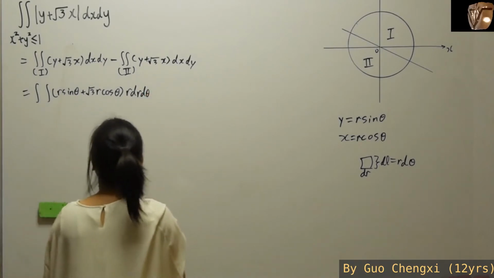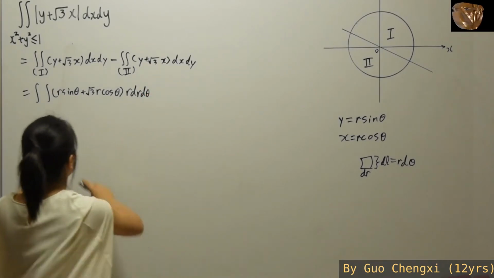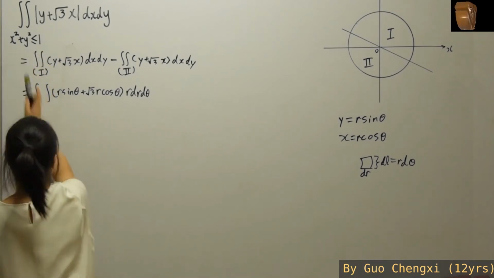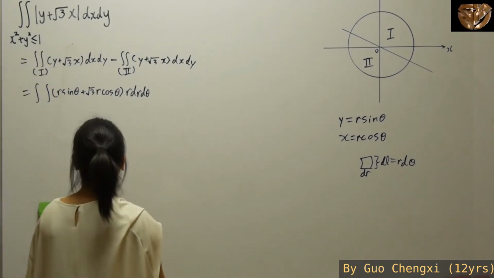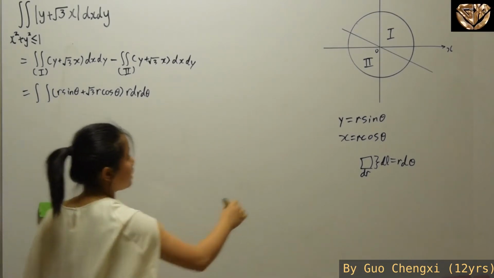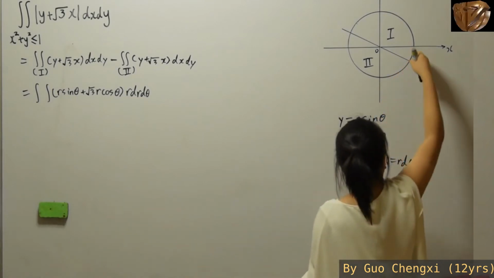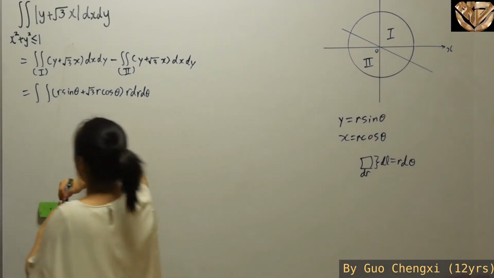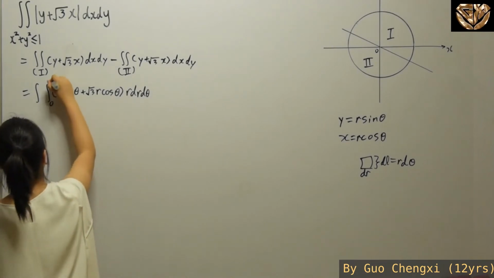But wait, what about its boundaries? We cannot solve it without its boundaries, because this is clearly definite integration. For this part, x squared plus y squared is smaller or equal to 1. So it's until here, this part is going to be 1. So the range for r is from 0 to 1.